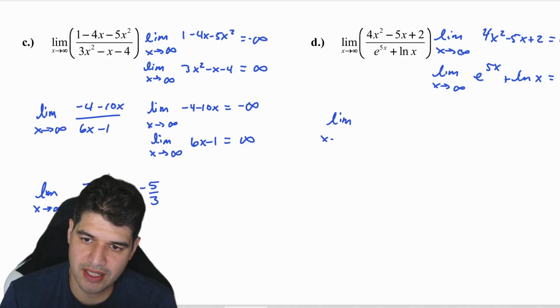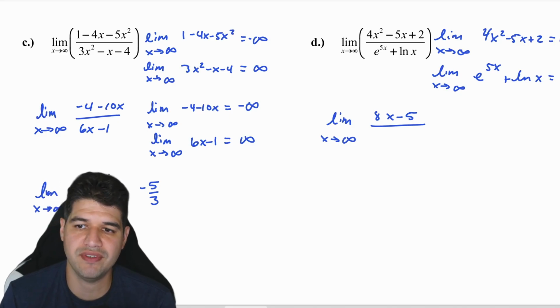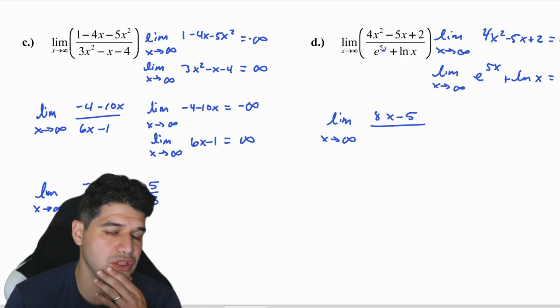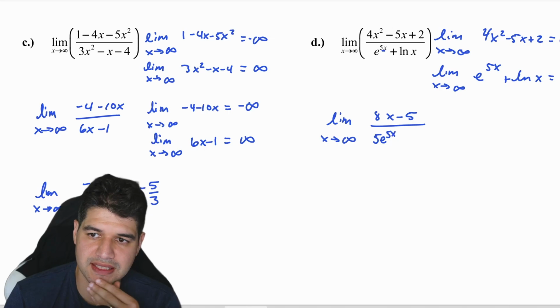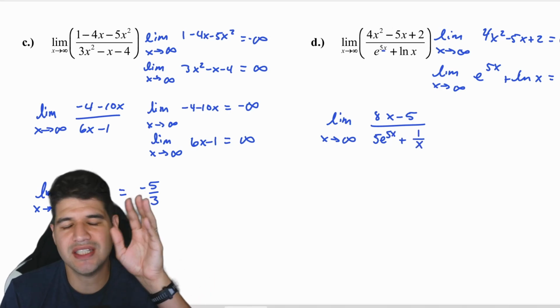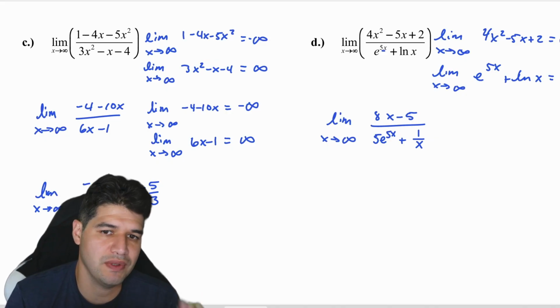So the limit as x approaches infinity of 8x minus 5 in my numerator, and the derivative of my denominator. So e to the x is the exact same thing, but this is e to the 5x, so we are going to need to do a chain rule. So it's going to be 5e to the 5x plus the derivative of natural log of x, which is 1 over x. Again, you're going to see a couple of these in the practice problems, but we're going to go into depth with these in a later day.